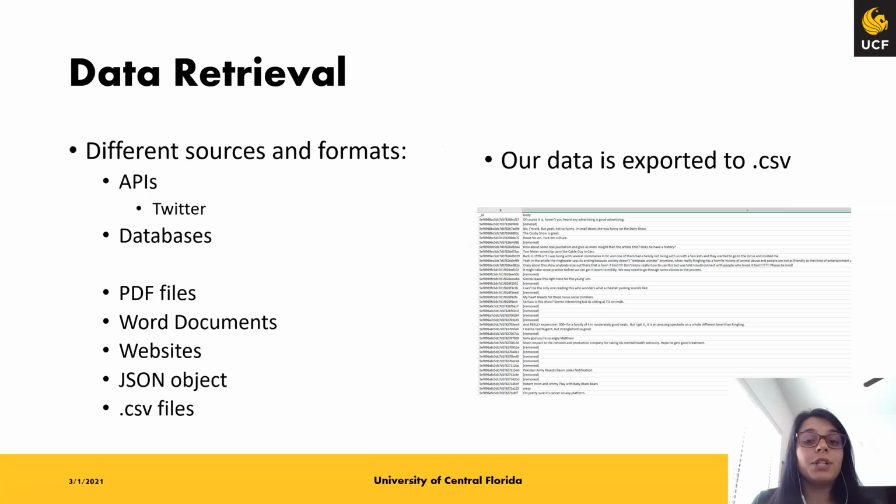Data can be retrieved from different sources and in different formats. Some of them are APIs. The tweets from Twitter are retrieved using APIs. We can retrieve data from databases. And we can have different formats like PDF, Word documents, websites, JSON objects, .csv files, .text, everything. So in our case, our data is retrieved from the Reddit database using Studio 3T, and our data is exported to a .csv file. So we're going to use .csv files in our analysis.